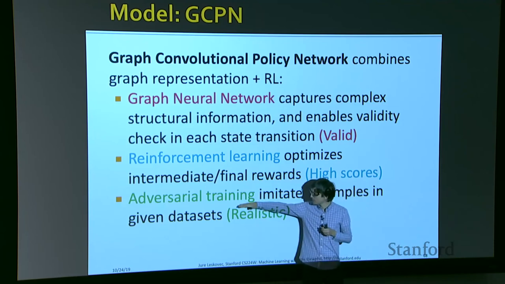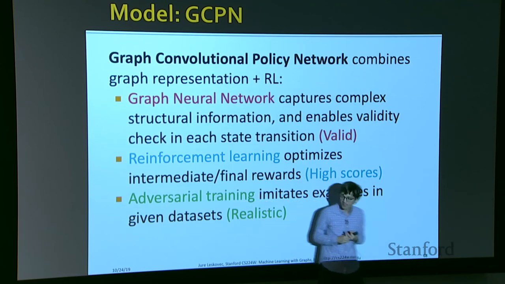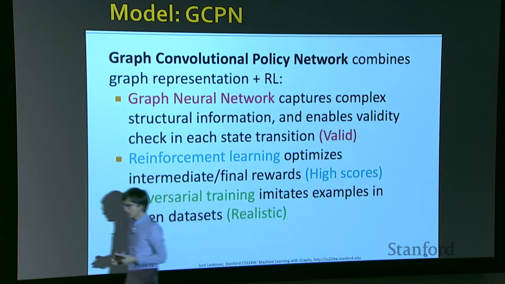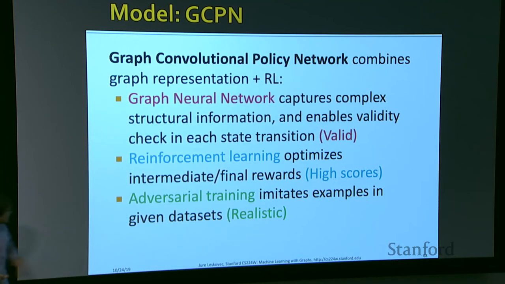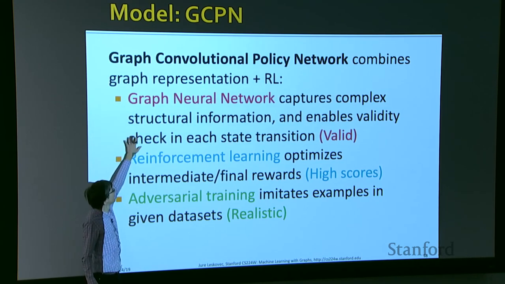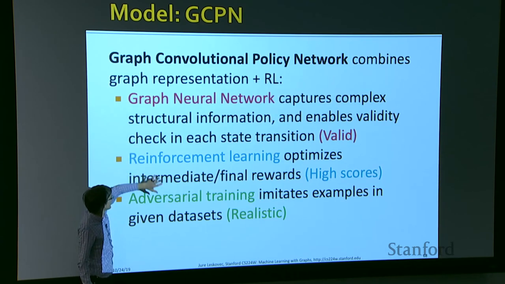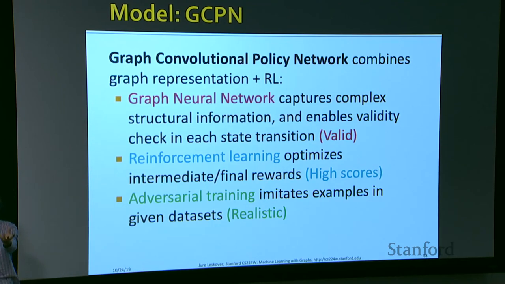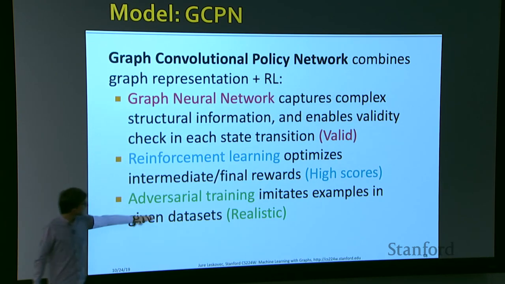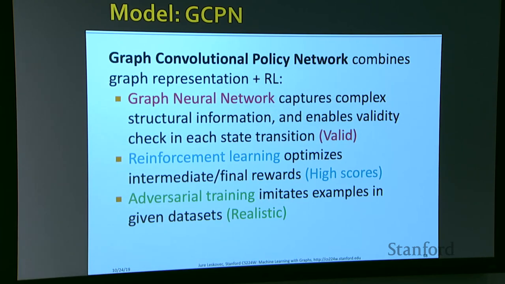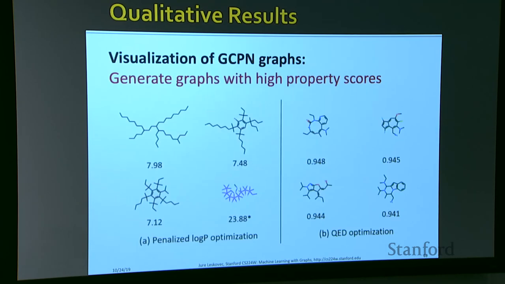And then we will use this technique from machine learning called adversarial training that will allow us to say whether a given molecule looks realistic or not. So these are the three technologies we will combine: graph neural networks to capture the state, reinforcement learning to get the final reward based on the value of the objective we want to maximize, and then adversarial training that will tell us whether we imitate real molecules well enough. I will only say this much. There is a paper for those who are interested.